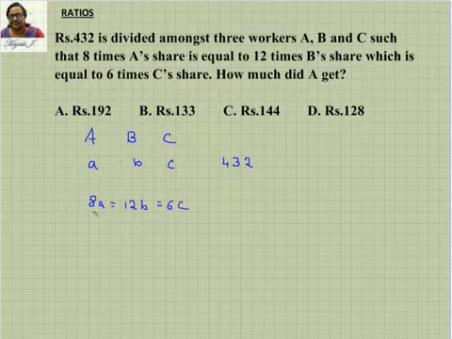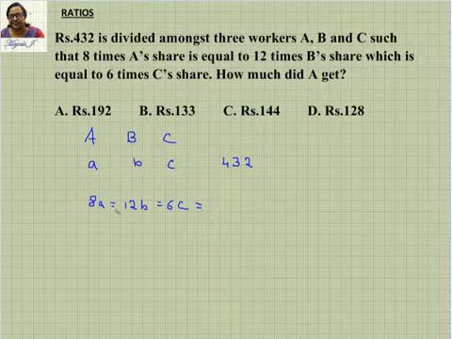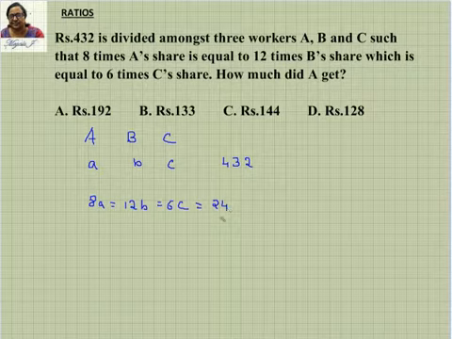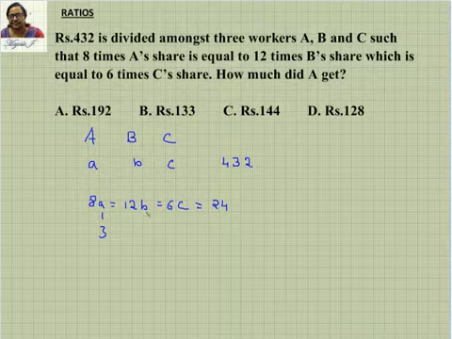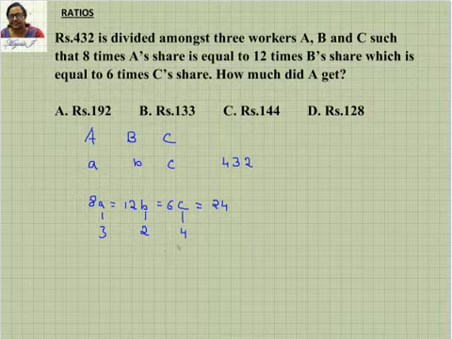All these are equal, so I'm going to equate this to another value, that is the LCM of the given constants 8, 12, and 6. The LCM of 8, 12, and 6 is 24. So equate this to 24 and find the values individually. 8A equal to 24, therefore A is equal to 3. Similarly, 12B equal to 24, therefore B is equal to 2. 6C is equal to 24, therefore C equals 4. So these are the values you have, 3, 2, and 4.